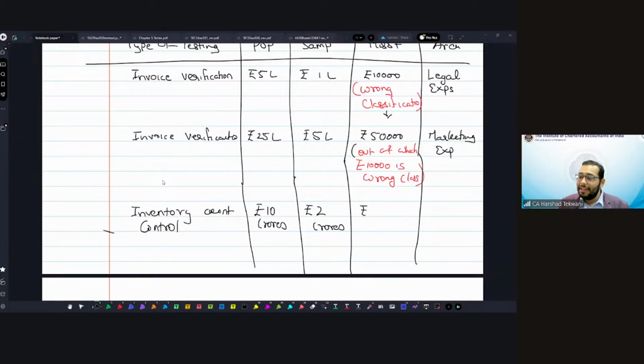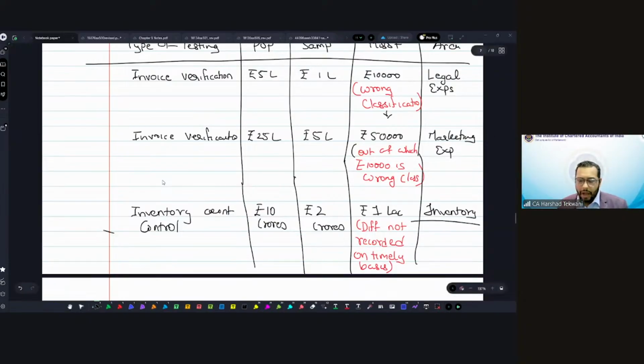Out of which we identified one deviation wherein there was a difference in the inventory which was not recorded, amounting to, let's say, 1 lakh rupee. So, difference not recorded on timely basis. Okay, now this is inventory. Now tell me, how will you project these?